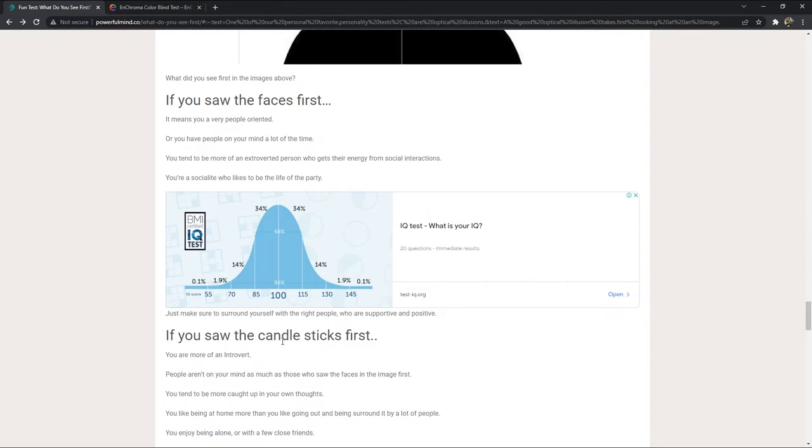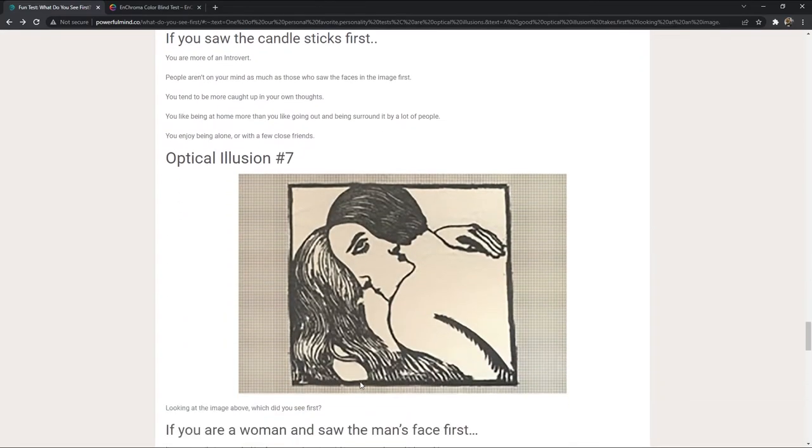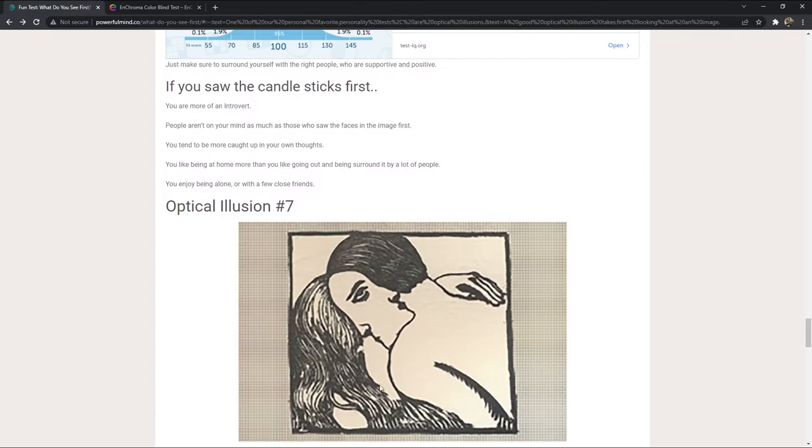People aren't on your mind as much as those who saw faces in the first image. You tend to be more caught up with your own thoughts. You like being at home more than you like going out and being surrounded by a lot of people. You enjoy being alone or with close friends. Actually, though, last time I saw the person first, but this time I saw the pillars first. I don't like this pic. I don't like whatever this is going on. I see the woman first. I see two shared faces with an eye, and I don't like that. But I see the woman first.